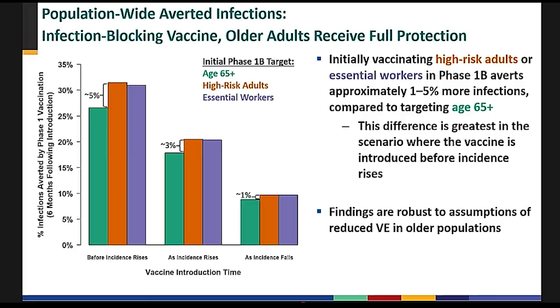While the overall numbers of infections averted drop in the sensitivity analysis where we assumed reduced VE in older populations, the finding that initially vaccinating high-risk adults or essential workers in phase 1B averts more infections holds. Next slide, please.